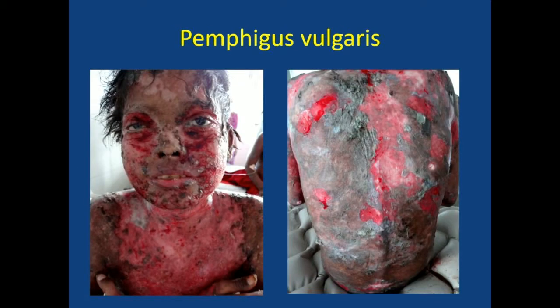This is a child with pemphigus vulgaris. Here also you can see that there are extensive erosions, but see his eyes, they are spared. And see his lips, there is no hemorrhagic crusting. So in SJS-TEN, you invariably have hemorrhagic crusting of the lips. Whereas in other differentials, probably other than Kawasaki, you will never see such prominent keratitis and hemorrhagic crusting.